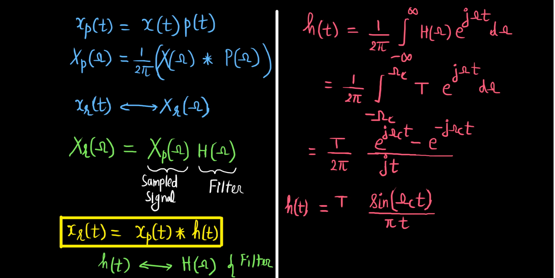Now we know h of t and we know what is xp of t. Xp of t is simply the train of impulses. You can see that from here.